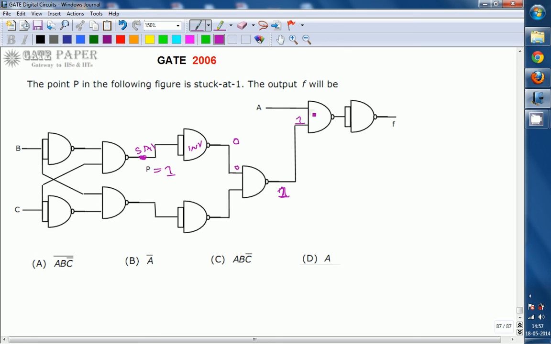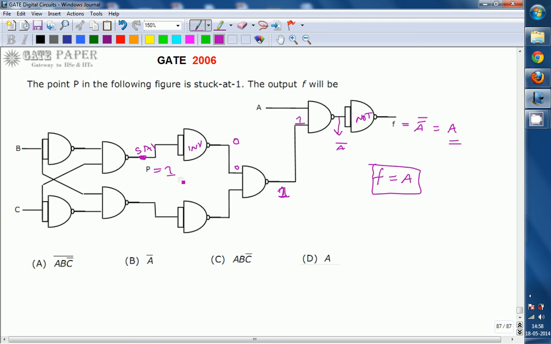Again this is a NAND gate, which is first logical multiplication, later inversion. So A into 1 is A, inversion gives A bar. So the output at this point is A bar. Now both the inputs of this NAND gate are shorted together, so it acts as a NOT gate or inverter. By that time F will be A double bar, which is nothing but A. So the value of F is equal to A.